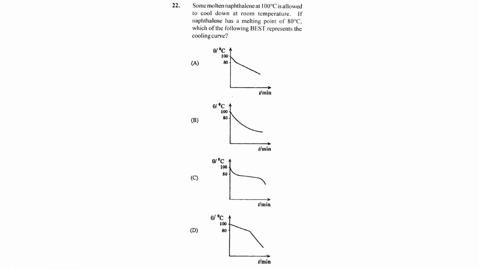Number 22. Some molten naphthalene at 100 degrees Celsius is allowed to cool down at room temperature. If naphthalene has a melting point of 80 degrees Celsius, which of the following best represents the cooling curve? So if you are familiar with what the cooling curve looks like, then here the answer is obviously C.